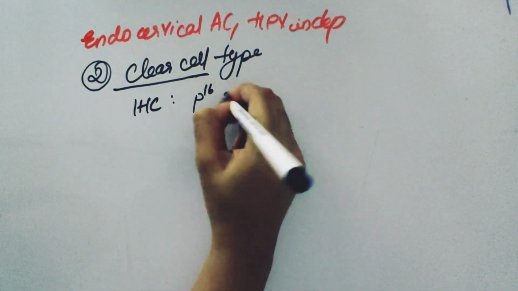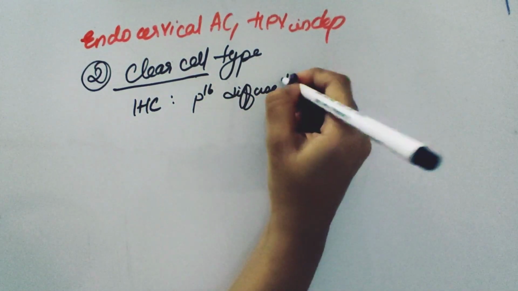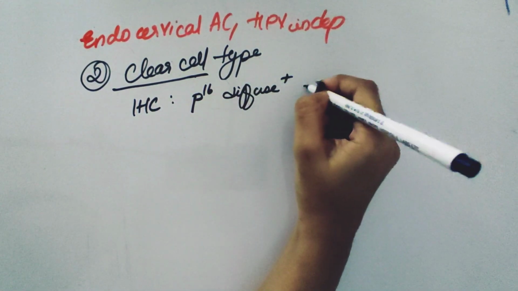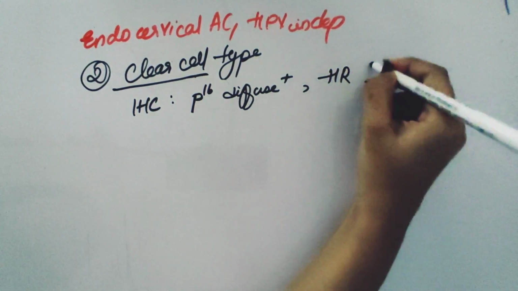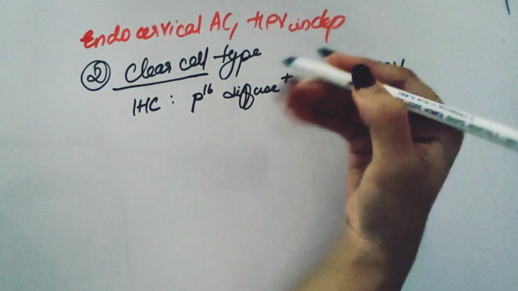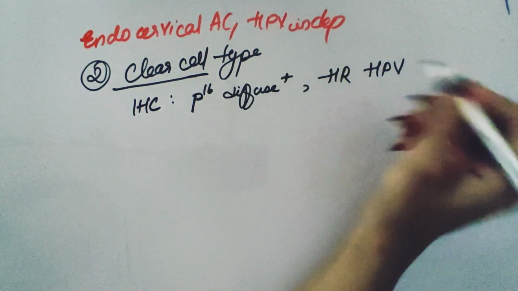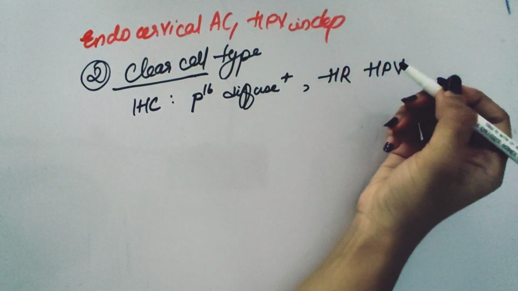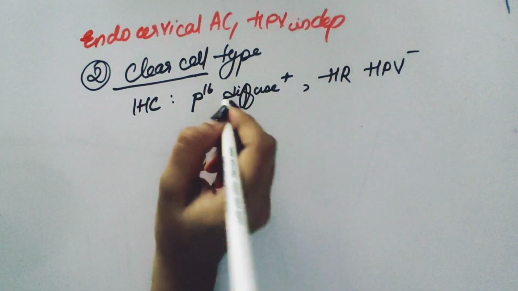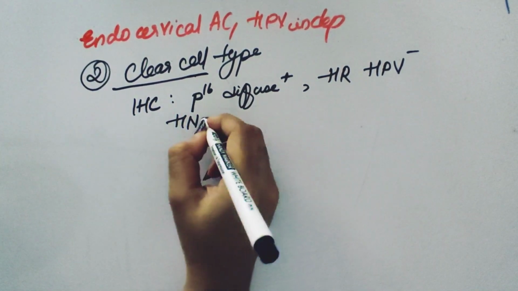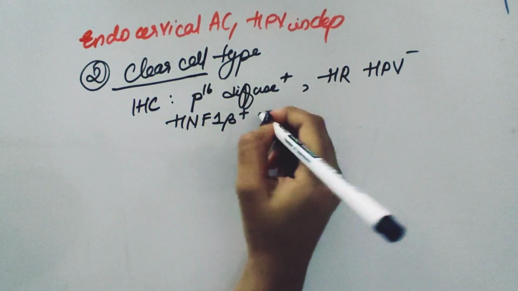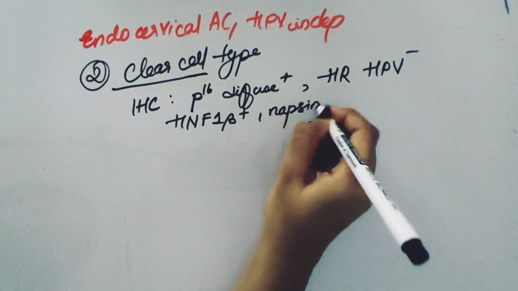So here in IHC, in contrast, you have P16 diffuse positivity. Now why is it so? Because I said P16 is CDK inhibitor. It is not something which is related to high risk HPV only. This is a protein which is already there in our body. So there should be a mechanism by which it is positive. So in clear cell carcinoma, you get P16 diffuse positive. But then if we do high risk HPV typing, it will be negative. And then here you have hepatocyte nuclear factor 1 beta positive, and then napsin A positive.